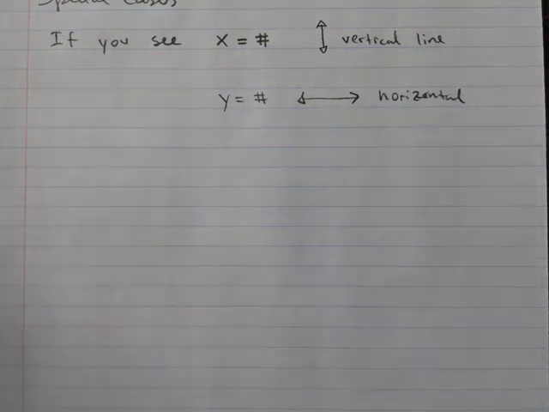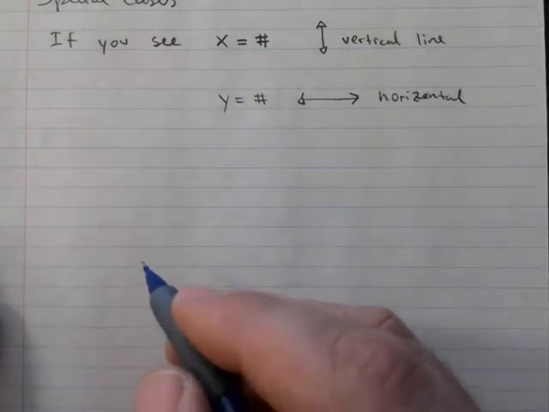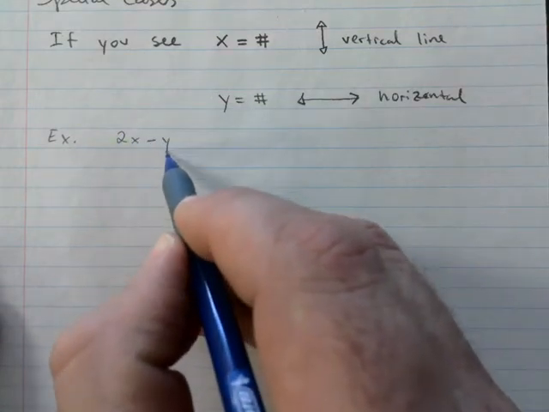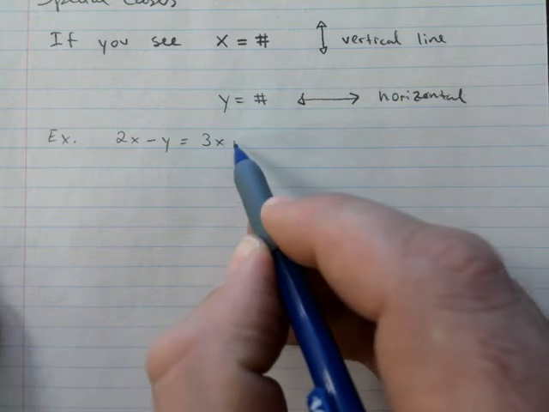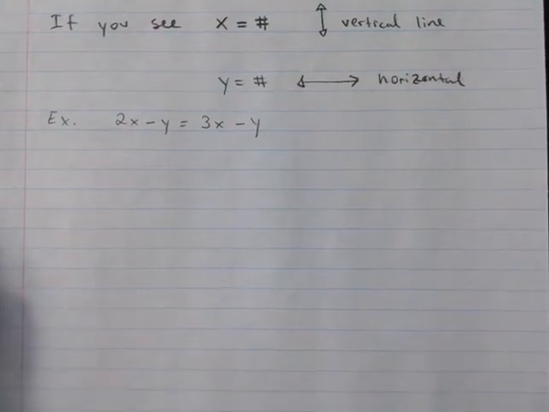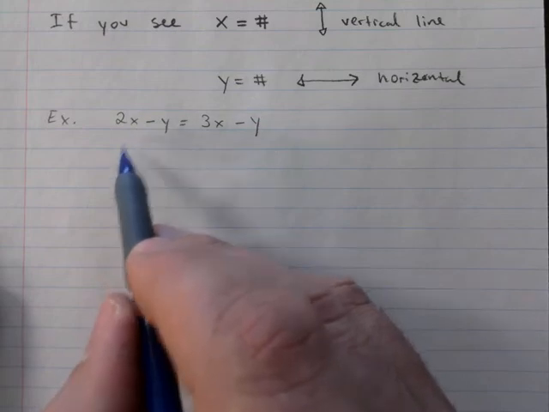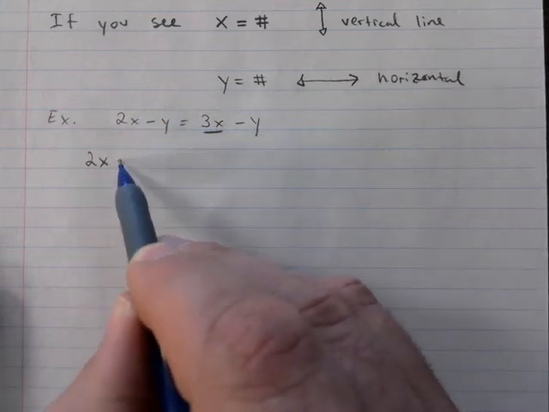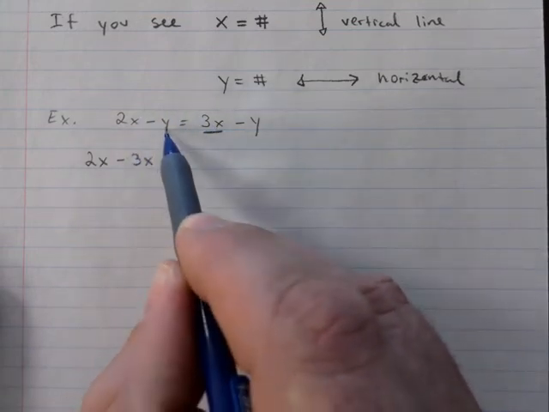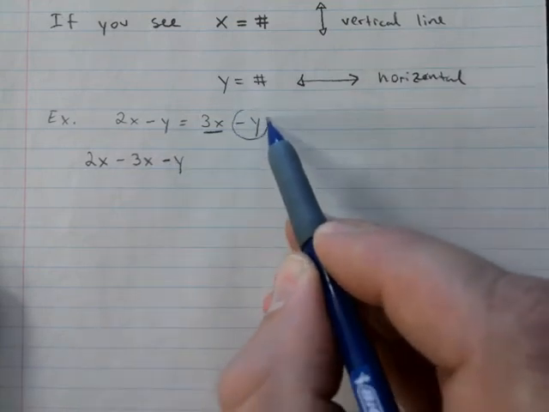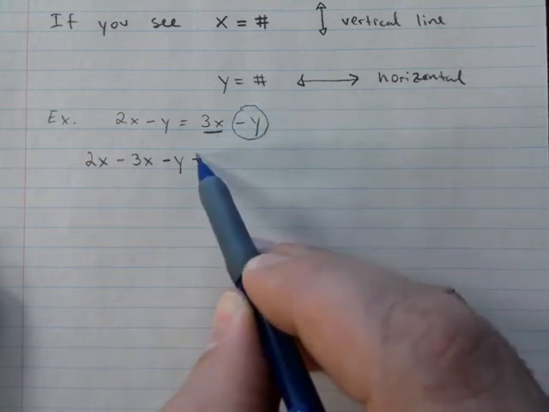Isolating. But so let's say, for example, you have something like this. At first glance, it may look like it's just a regular equation. But when you bring stuff over, so you have 2x, I'm going to bring the 3x over to this side. It's going to be negative 3x. The negative y is already on the left side. This y is coming over, adding, right?